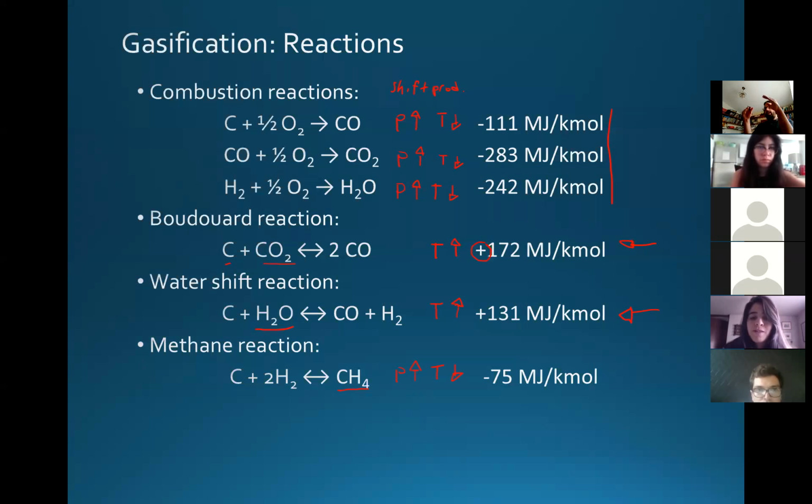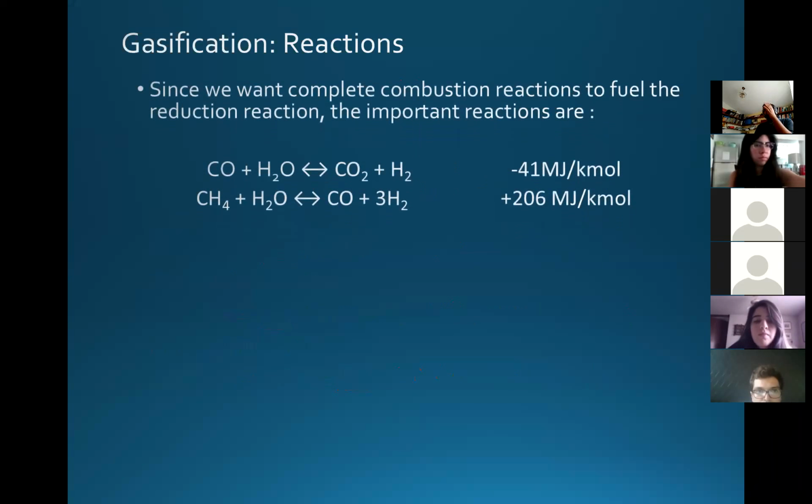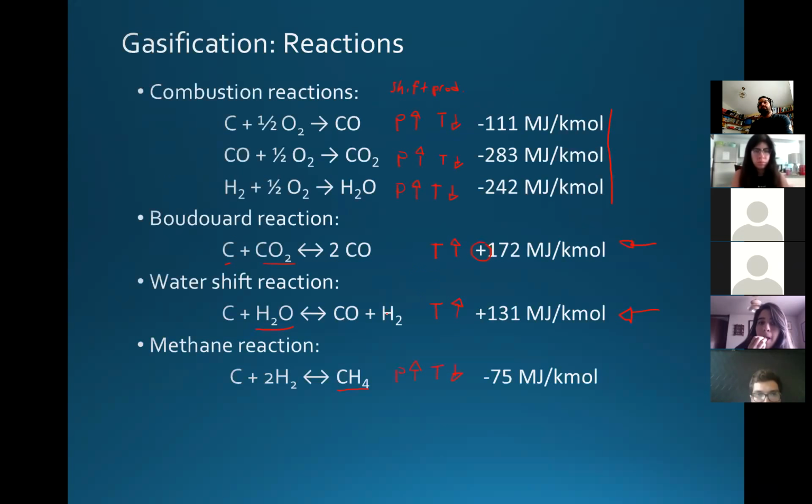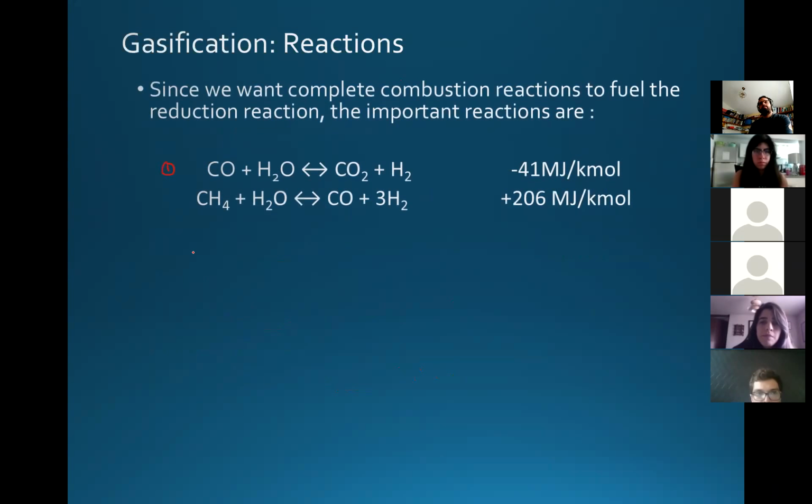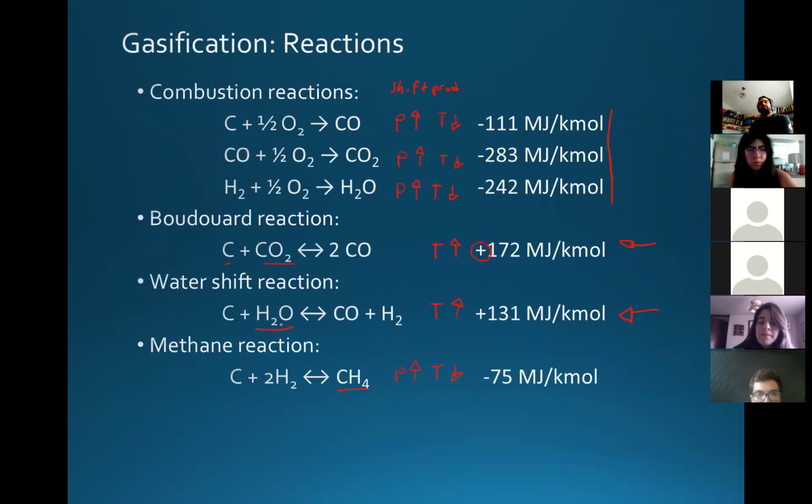Okay, so it's a balance between all those reactions. The two most important reactions are a mixture of reactions. So this one over here, reaction number 1, is a mixture of these, a combination of A and B reactions.